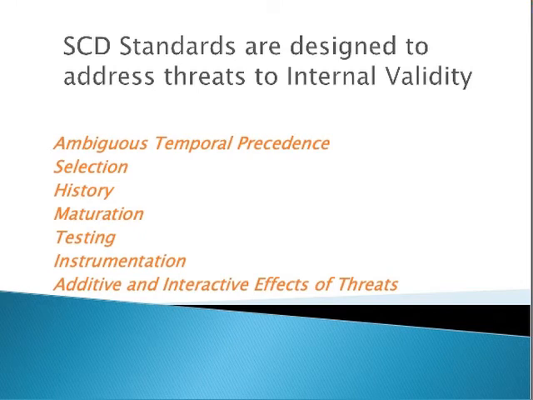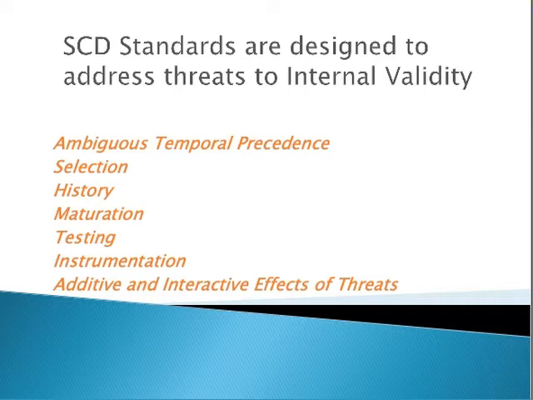So single case design standards are designed to address threats to internal validity. This includes ambiguous temporal precedence, which means A preceded B or whatever. It deals with selection bias, because we are looking at a single case and we are saying this is what happened in this particular instance for this person. It deals with history because we'd see it in the graph. It deals with maturation because we would see it in the graph. It deals with testing effects because we would see those in the graph as well.